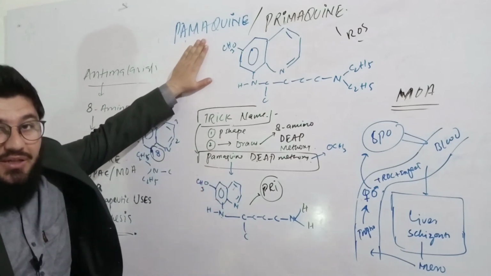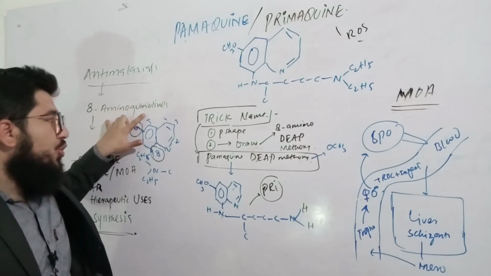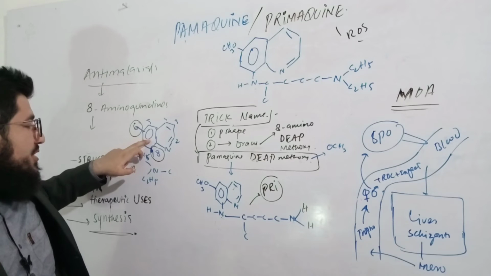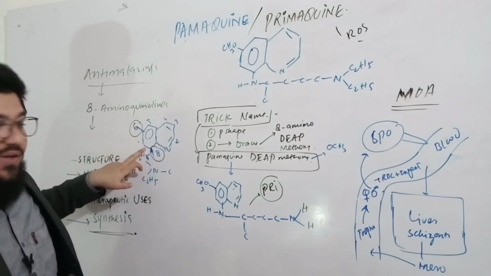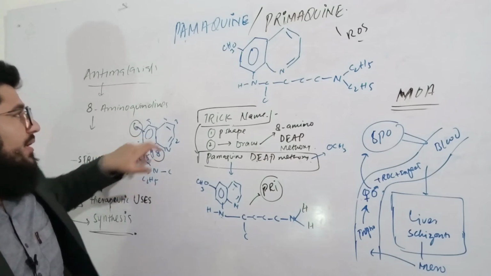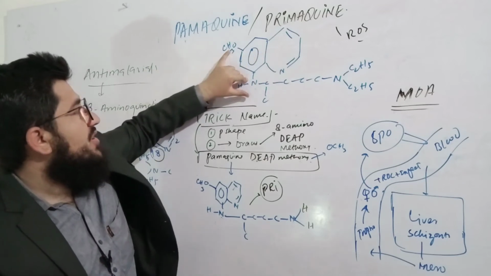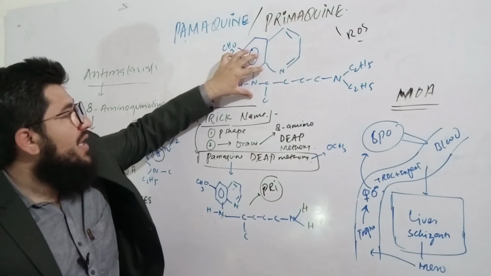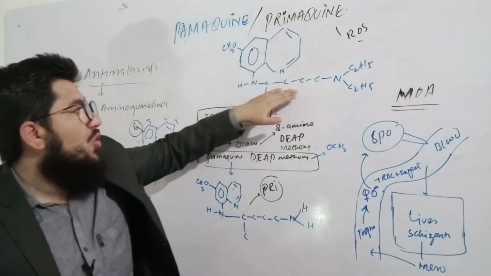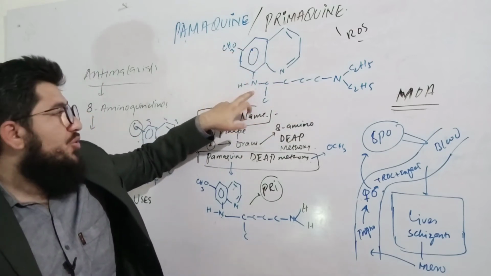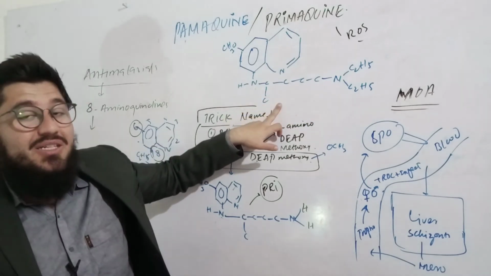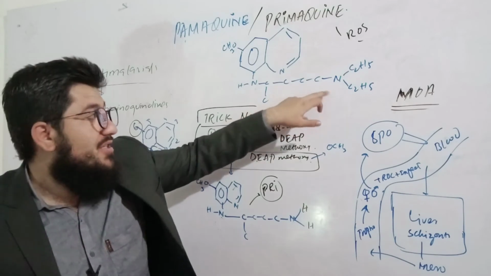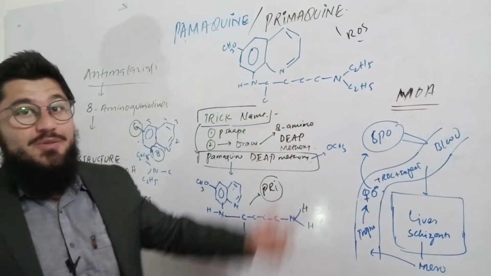Pamaquine is one of the antimalarials, from the 8-aminoquinolines, and 8-aminoquinolines are quinolines having a substitution on the 8th position, that is amino. So a quinoline having amino attached is called 8-aminoquinoline. So pamaquine is the 8-aminoquinoline having a substitution on the amino as well. This is the DEP substitution, called diethylaminopentane substitution.